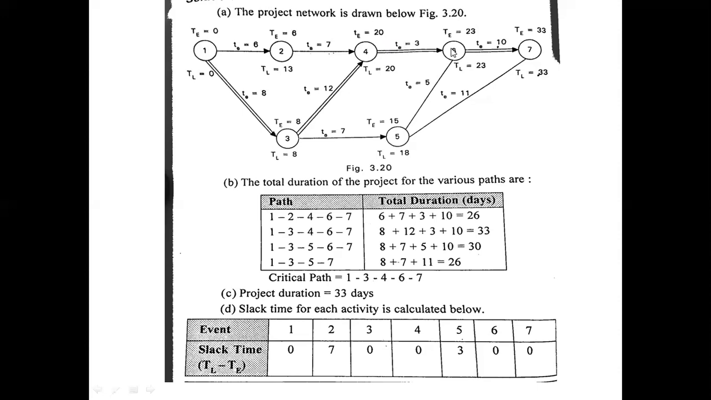And then see here, for 6 it is 20 plus 3, which is 23. And from here 8 plus 7 is 15. And for 7, see here, 23 plus 10 is 33. Similarly, as we saw for 4, here also the 7th event has 6 and 5. From this side we get 33, and from this side 15 plus 11 is 26, which is less than 33. So 33 is considered as the earliest finish time of this last event.